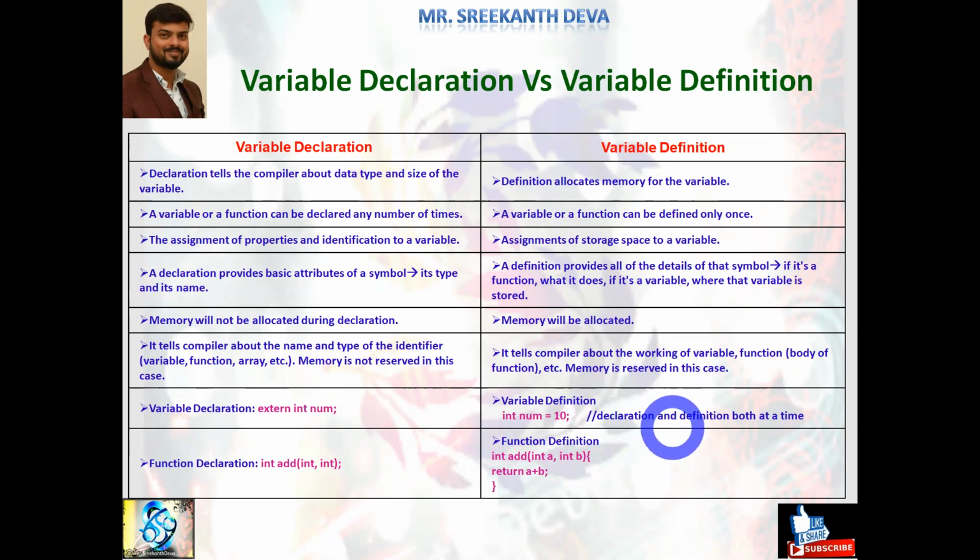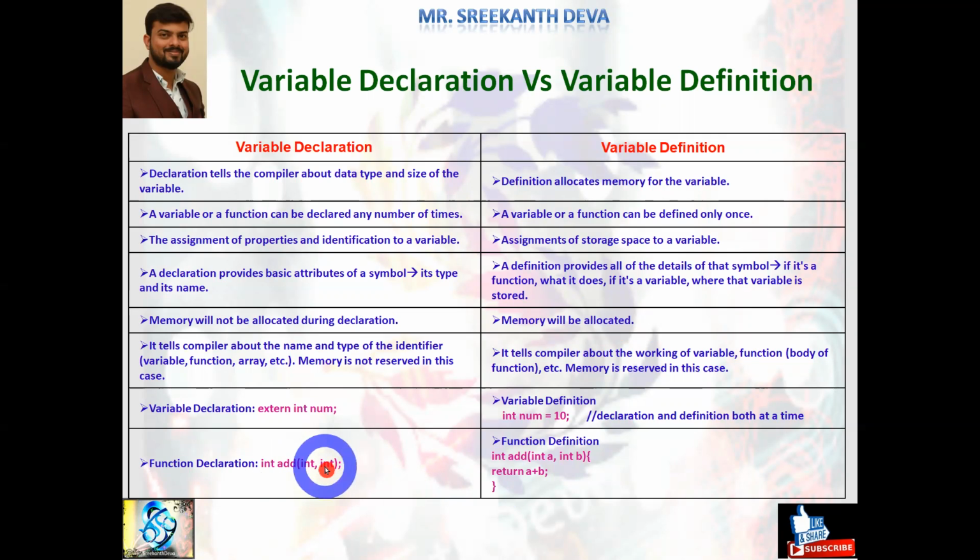Here declaration and definition happen both at a time: int num = 10. Generally we declare within a block or the main function. In another example, a function declaration: int is the return type, add is the name of the function, and int, int are the function parameters. This is about declaration.